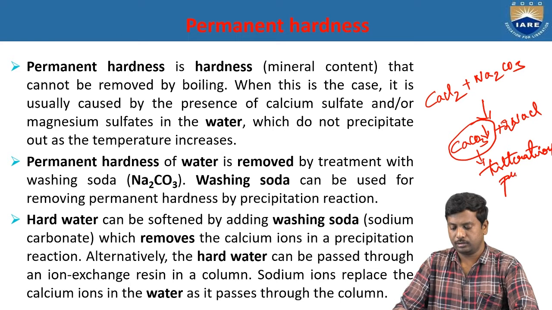Alternatively, hard water can be passed through an ion exchanger resin in a column. Sodium ions replace the calcium ions in the water as it passes through the column. This is one of the other methods: when water passes through a cation exchanger column, the calcium and magnesium ions present in the water are replaced by sodium ions. So this is another method to soften the water, that means to remove the permanent hardness of the water.